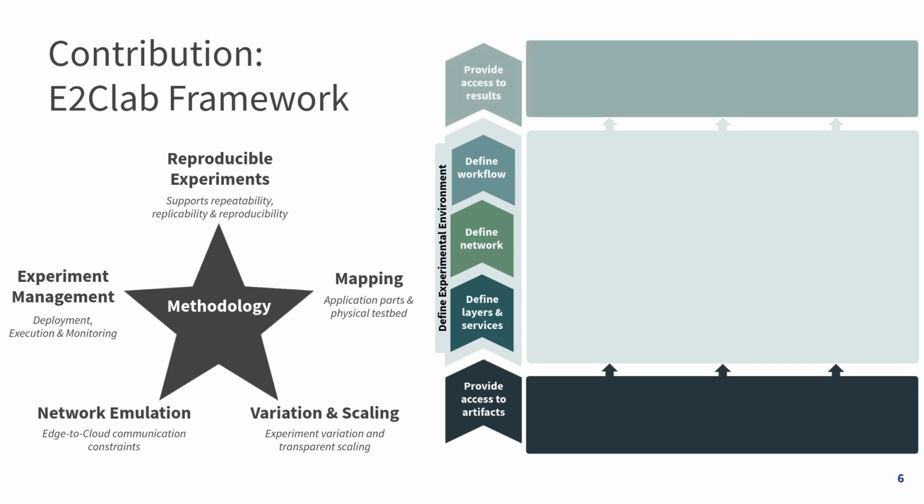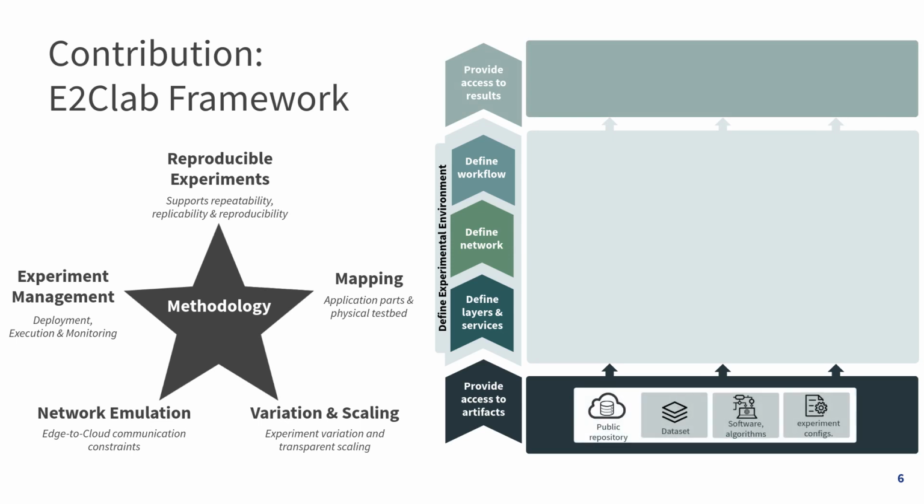Regarding the first process, providing access to the artifacts means that all the artifacts used in the experiment should be available, and it consists of the dataset, the software, the algorithms, and the configuration files. After that, the next step consists in defining the experimental environment, and we divided this process into three sub-processes. They are define layers and surfaces, define network, and define workflow.